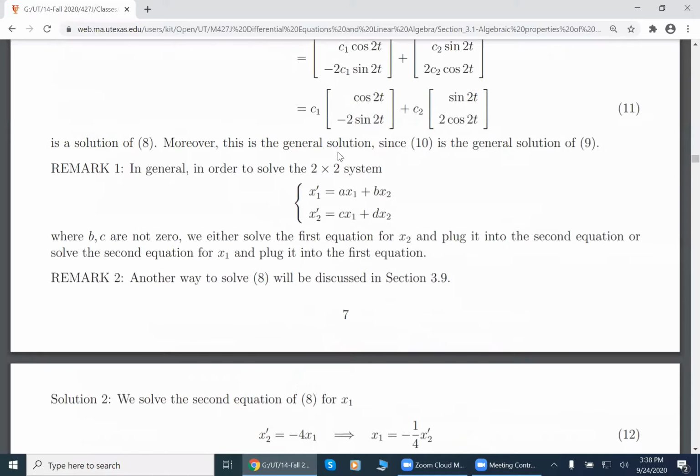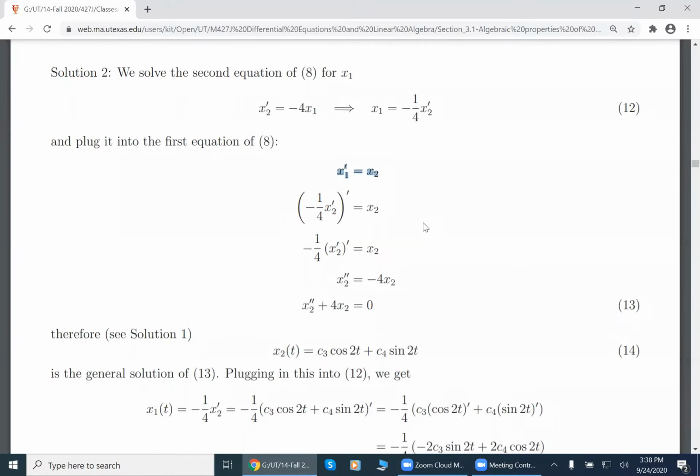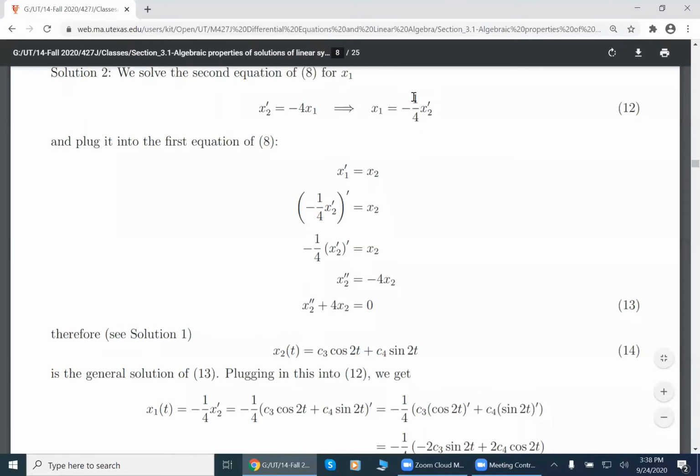So, solution 2. Here is equation number 2 of our system. We divide both sides by -4, done. We solved equation number 2 for x1. Now let us plug it into the first equation of our system. We replace x1 by this expression, done.